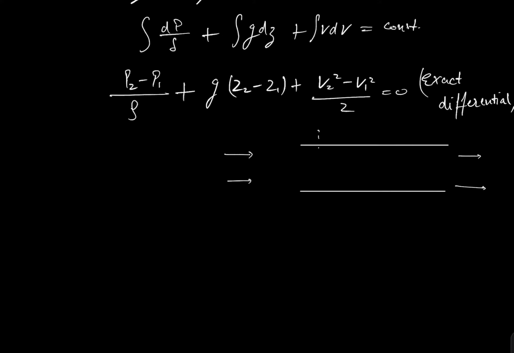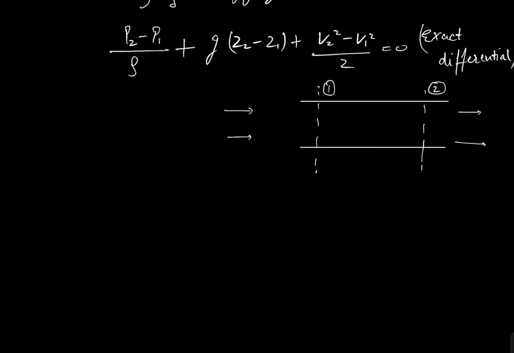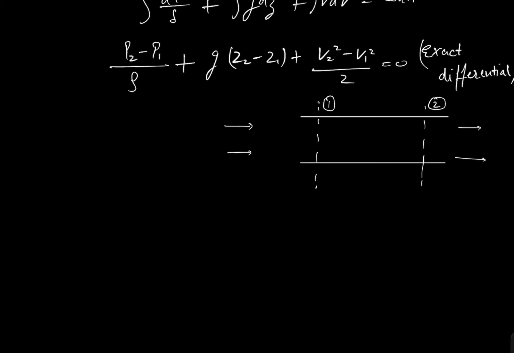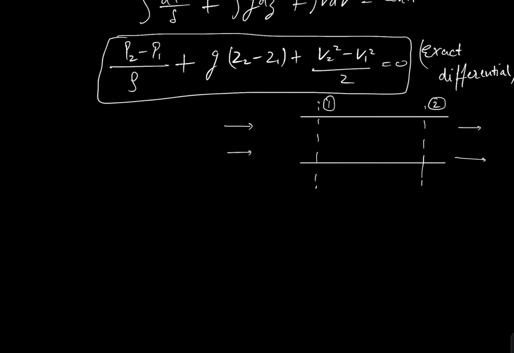Then basically these are two points. Let's say this is point 1 and this is point 2. Then Bernoulli's equation can be written for any two points. What is Bernoulli's equation? It is derived by the integration of Euler's equation, and it can be written for any two points. Now let's simplify this equation.